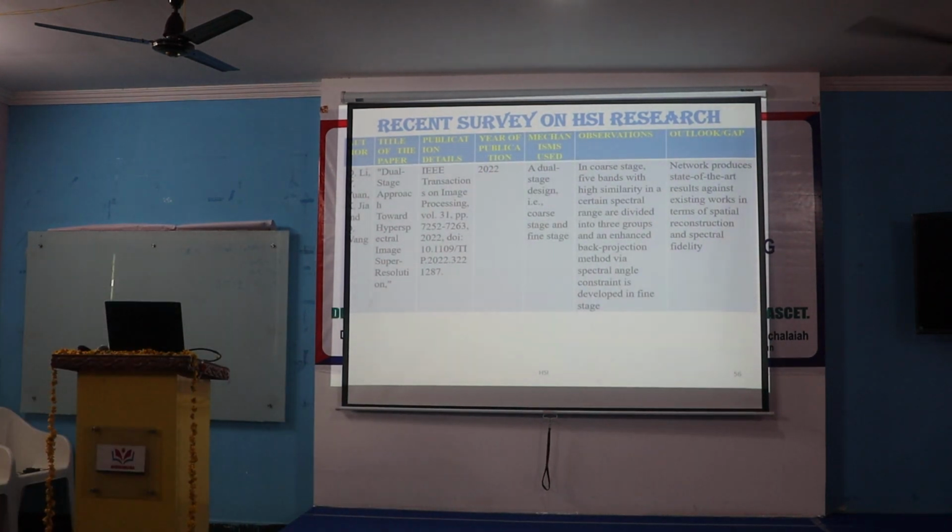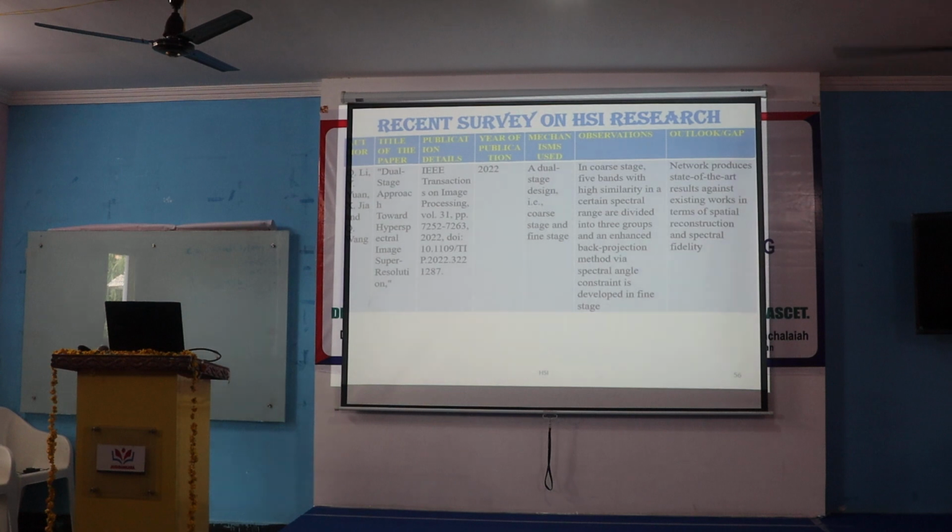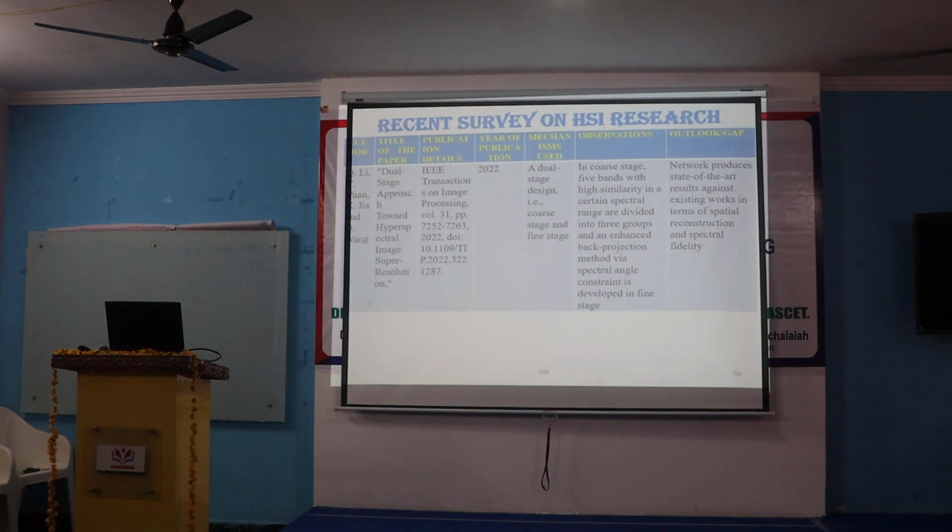Here is also another paper titled Dual Stage Approach toward Hyperspectral Image Super Resolution. It represents the 5 bands with high similarity in a certain spectral range.